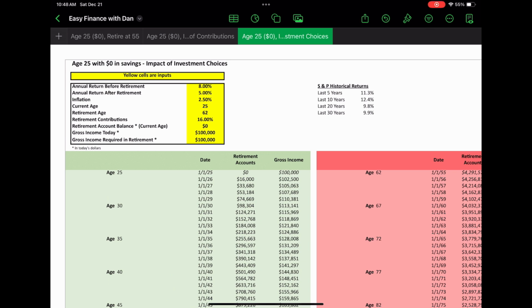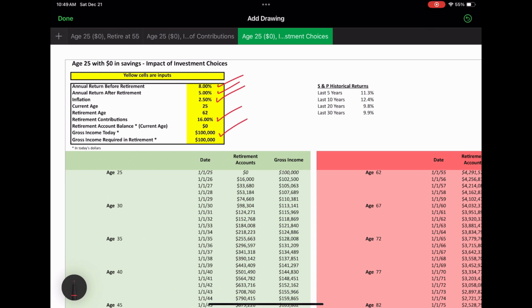As I had mentioned in other videos, there's a lot of assumptions that we're making. We're assuming what our annual rate of return is before and after retirement. We're assuming a constant rate of inflation. We're assuming a certain amount of contributions and what your gross salary is going to be. In this scenario, just like the others, we're using $100,000 as your gross income. We're using, again, 2.5% as the rate of inflation.